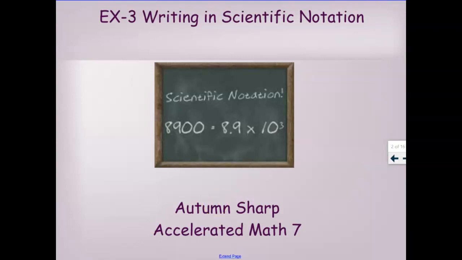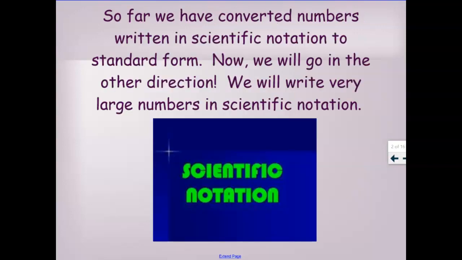Sharp's class. Today we're going to talk about writing in scientific notation. So we started with reading scientific notation. That is, we looked at numbers that were written in scientific notation and we wrote them in standard form so that we could understand what it meant. So now we're going to go in the other direction. We're going to take those very large numbers and we're going to translate them to scientific notation.